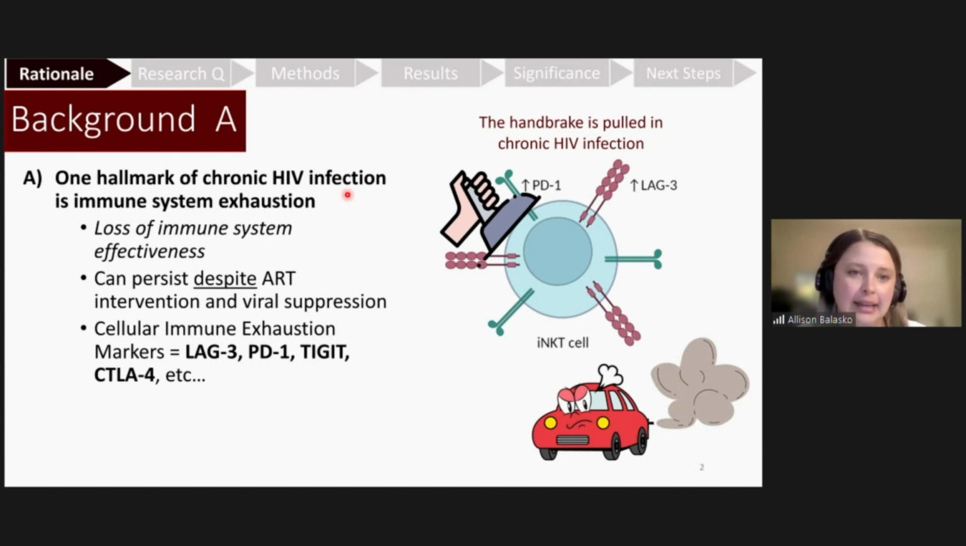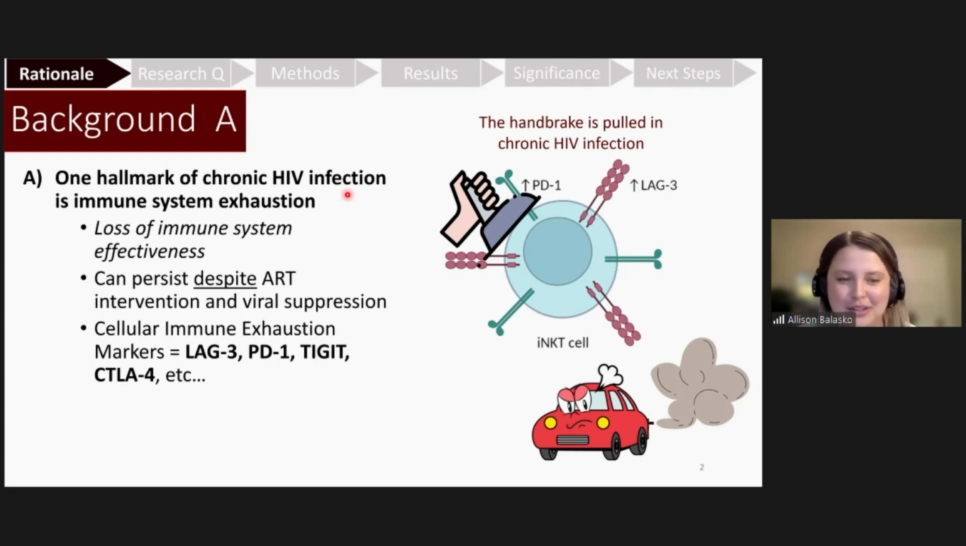So I study something called immune exhaustion in chronic HIV infection. So basically this overall is a loss of immune system effectiveness. This happens despite people being on therapy and viral suppression. Basically there's these exhaustion markers on the outside of the immune cell, and we kind of think of them like handbrakes pulled on the immune cell.